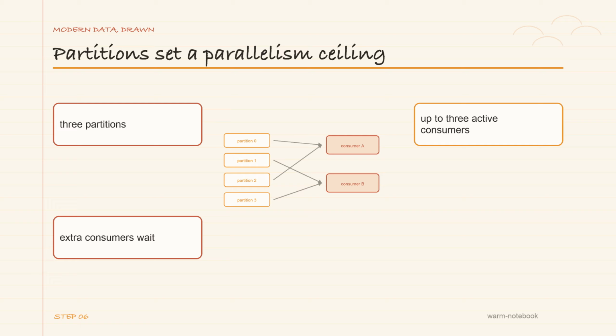Here is the simple picture to keep in mind. Read the drawing from one idea to the next. 3 partitions, then up to 3 active consumers, then extra consumers wait.